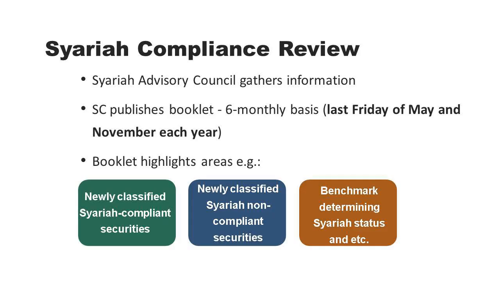Alright, what do they do? They have a compliance review, like I mentioned just now, every 6 months, on the last Friday of May and November every year. And they have a booklet, and they will announce it on the public website. You can go to the Securities Commission website. You can see which companies are listed as Sharia compliant and which are not, and which are newly classified as non-Sharia compliant. So they have to remove them. So you can read. And then what are the benchmarks they use to determine Sharia compliance?